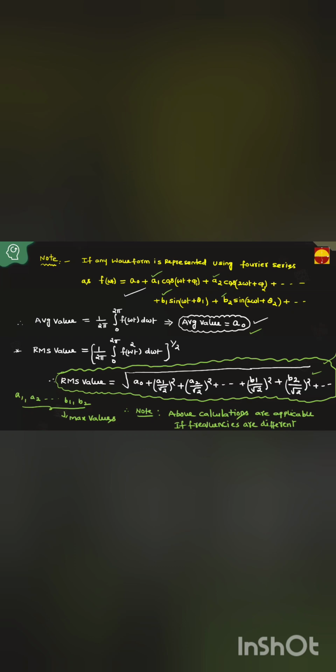That is, if any waveform is represented using Fourier series, this is how to use these formulas to calculate the average. Simply remember, the constant indicates the average. Then in the RMS value, the DC term is present and the AC terms are also present.